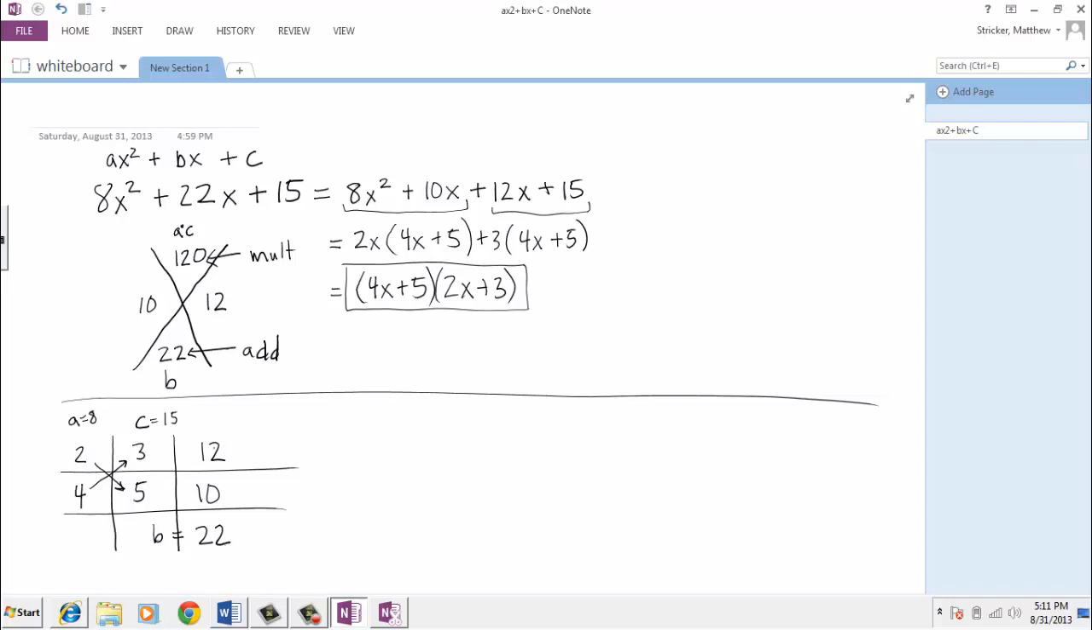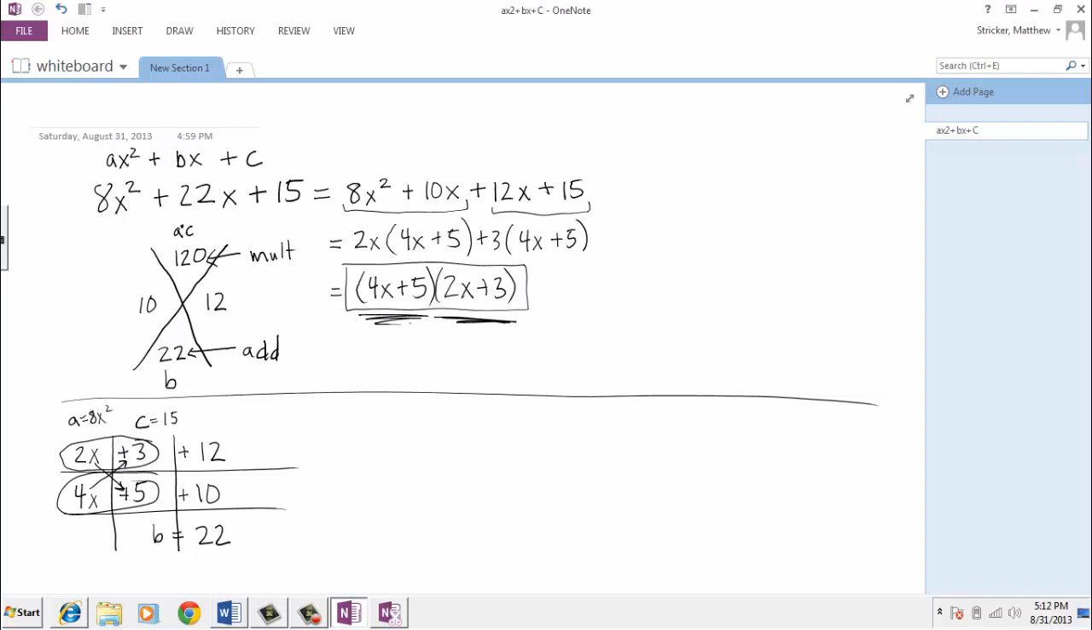And yes, of course, 12 and 10 do add to give us 22, so we're good there. In fact, we need a positive 12 and a positive 10, which means this needs to be a positive 3 and this needs to be a positive 5. And of course, this wasn't just 8, it was 8x squared. So here we need an x, and here we need an x, because 2x times 4x is 8x squared. And here's the two parts of our factoring. We have the 2x plus 3 right there, and we have the 4x plus 5 right there.